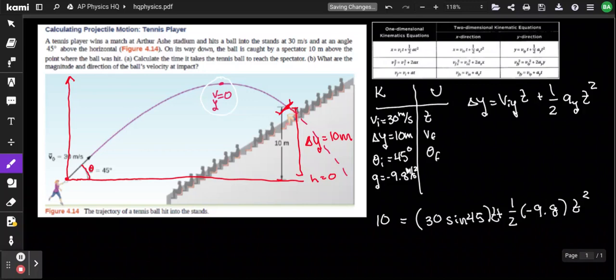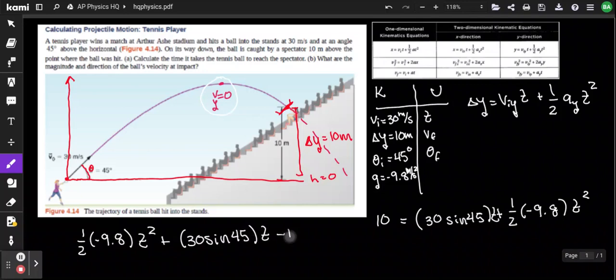Okay, so now in order to solve this, we're going to have to do a quadratic equation. We can't isolate our variables. We're going to move everything over so that one side is 0, which is going to be 1/2 times negative 9.8 times t squared plus 30 times sine 45 times t minus 10. And that's going to give us 0.